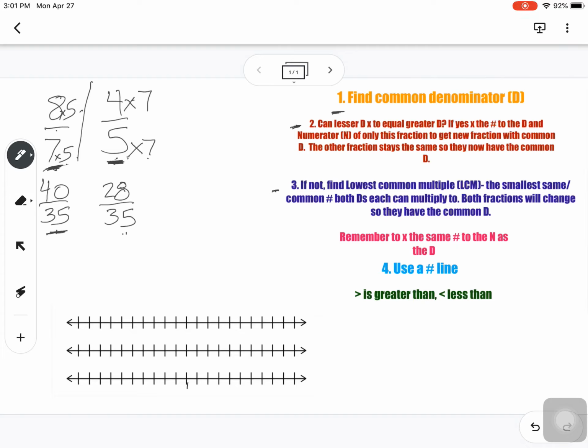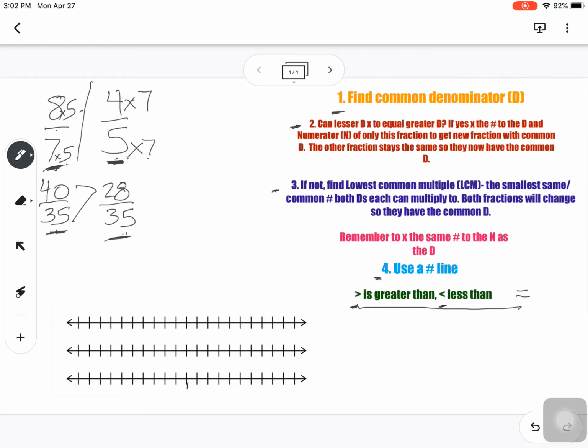So now I can compare and order them. 40 over 35 and 28 over 35. Okay, so I'm now on this one, that this symbol is greater than, this symbol is less than. Okay, and there's also equal to. So 40 over 35 is greater than 28 over 35. Okay, so that's one way of how to do that, to be able to compare them.